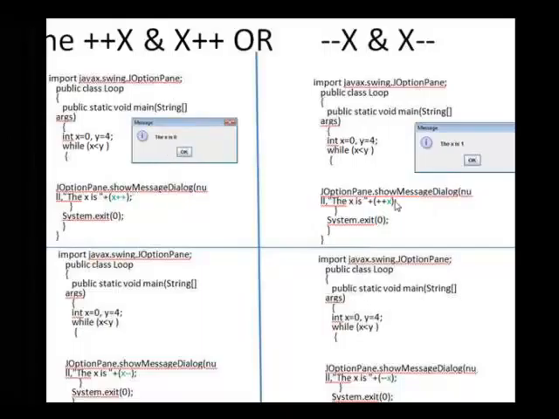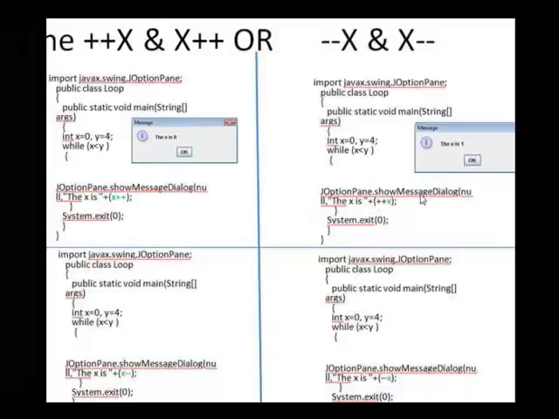This one, before executing this statement, increments the x. Let me go over this step one more time. So with this x, first you're going to execute this dialog box, then increment the x. So when you display the dialog box, x remains 0.